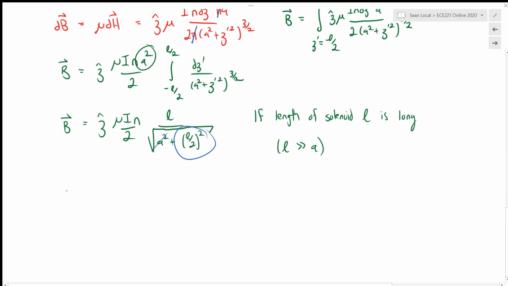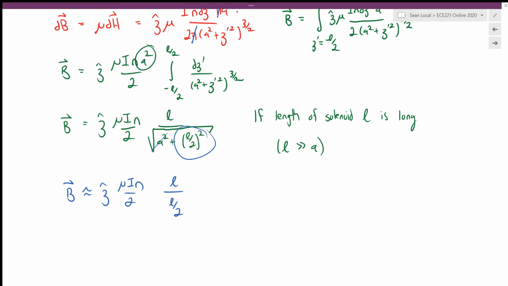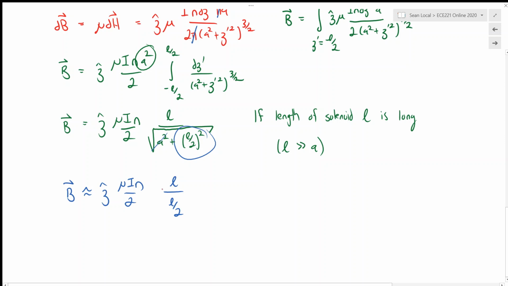So we can write this as an approximation then, that we are left with L over 2 in the denominator, and this is pretty nice because these L's are going to cancel, and then actually these factors of 2 are going to cancel as well. So we have a nice expression here for the B field.